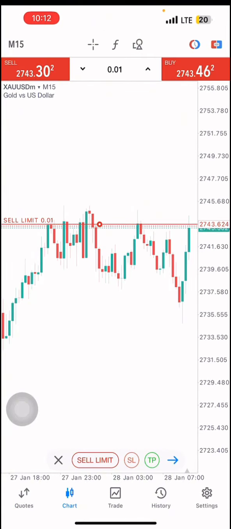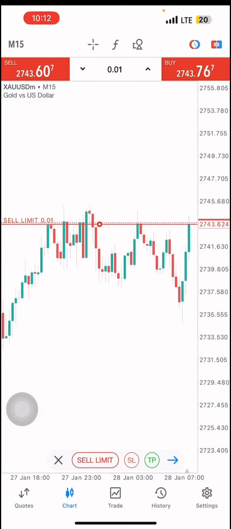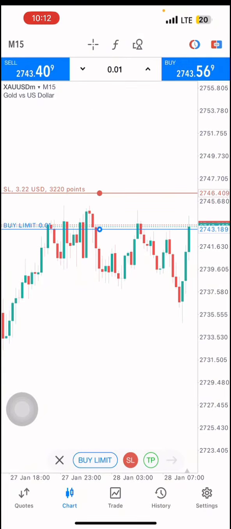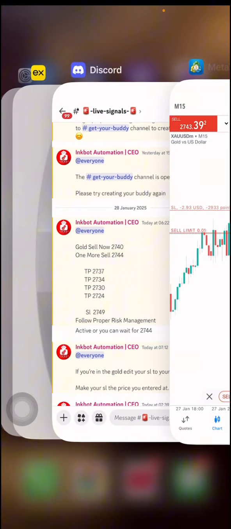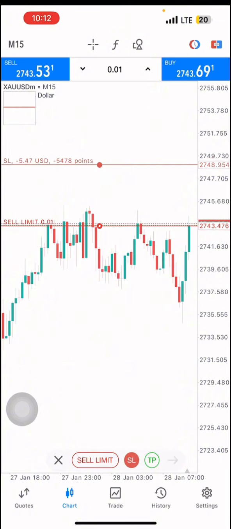I look, okay. The price is at the price that they say we should trade at. I tap on SL. I move the SL to the SL that they say we should put. What's the SL that they say you should put? The SL they say you should put is 2749. I move the SL to 2749.